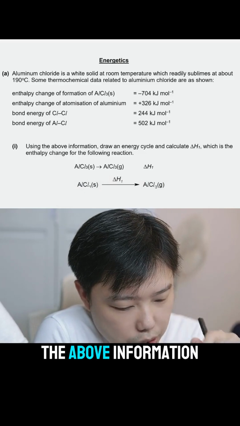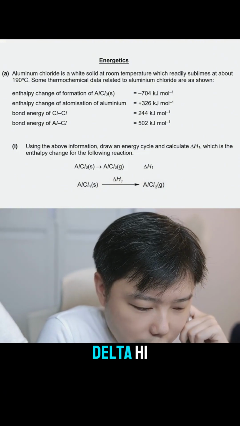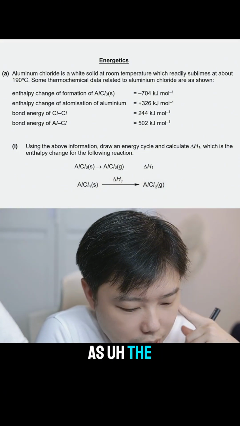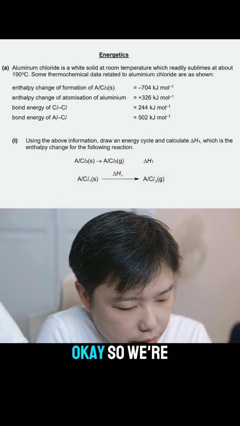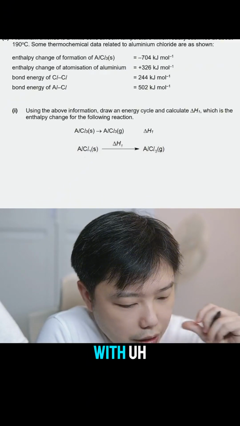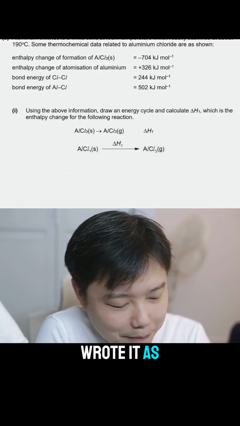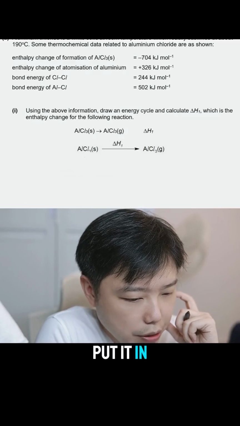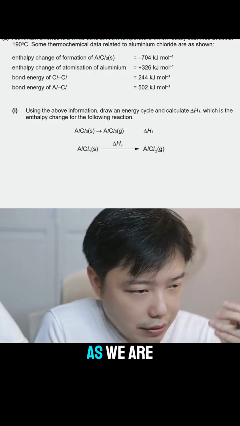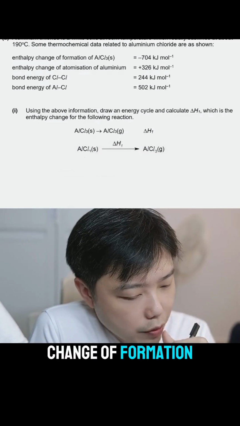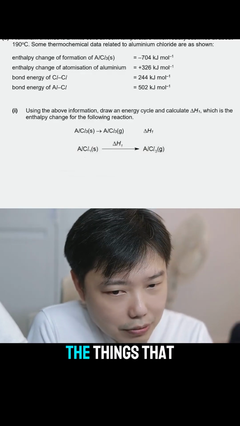We use the above information to draw an energy cycle and calculate delta H1, which is given as the sublimation of aluminum chloride solid. We start off with this sublimation equation, which I wrote as our aim equation. Then we make use of the first enthalpy. As we use each enthalpy change, just cancel out the ones that you have used.